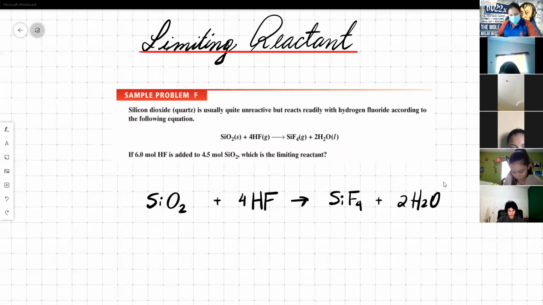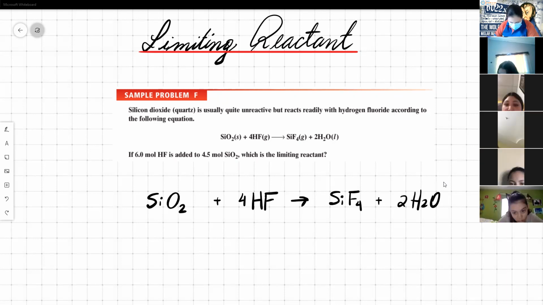Okay. So first we need to see if it's balanced. Question: is this equation balanced? Yes or no? Yes. If you don't trust what you see, you can always check both sides of the equation. You can compare the silicon, the fluorine, the hydrogen, and the oxygen. So by comparison, you can tell if it's balanced or not.